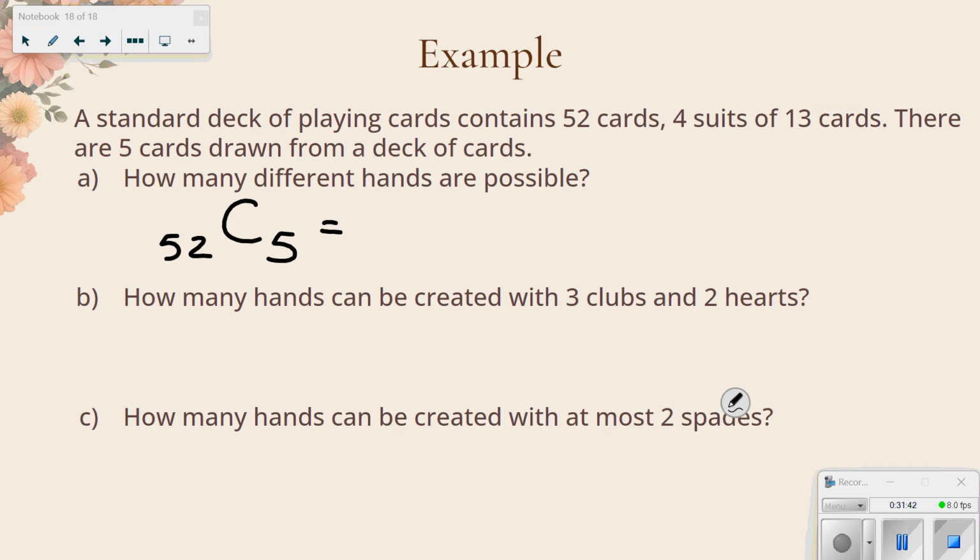Anyone find a value there? If not, calculate it real quick, see what you find. Speedy, did you find it? Yeah? What did you find your value to be? 2,598,960. So does that sound about what you guys were getting? We calculated it? Yeah? Okay.